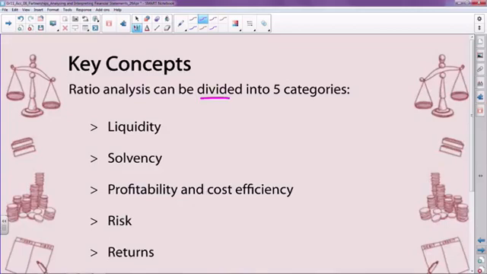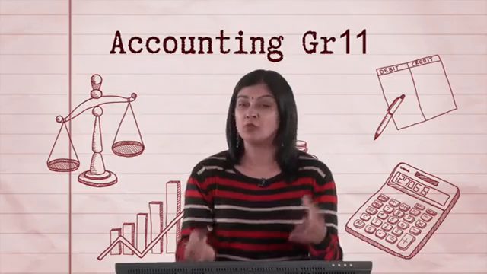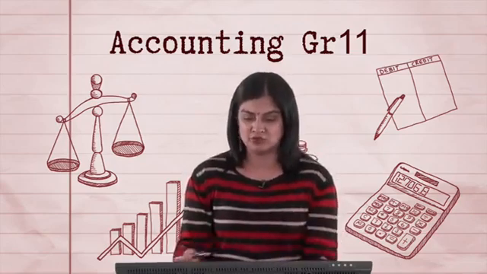Okay, right. Ratio analysis can be divided into 5 main categories. The categories that we are going to look at will be liquidity, then solvency, profitability and cost efficiency. The fourth one is risk, and then the last one, returns. So those are your 5 categories, and all the ratios that we calculate will fall into one of these categories. So let's look at each category in a bit more detail.